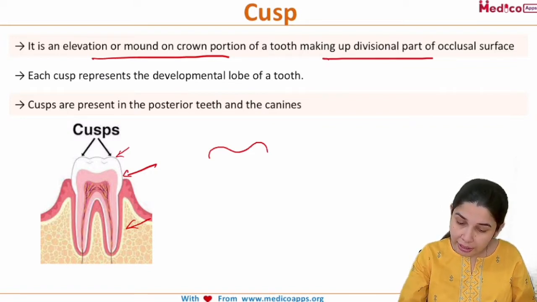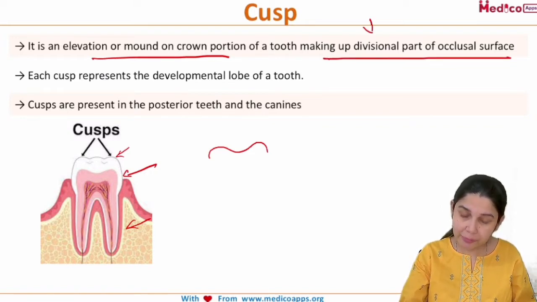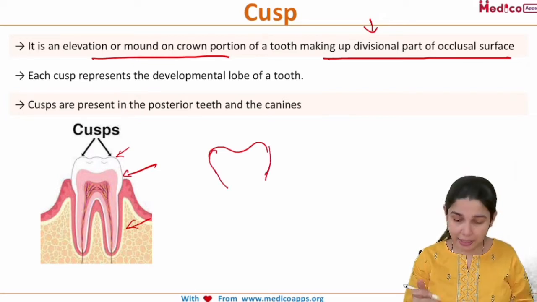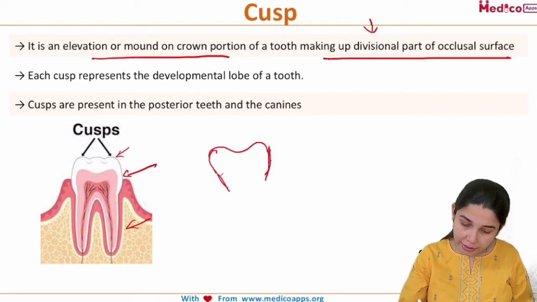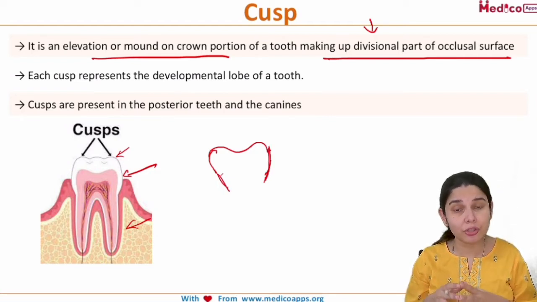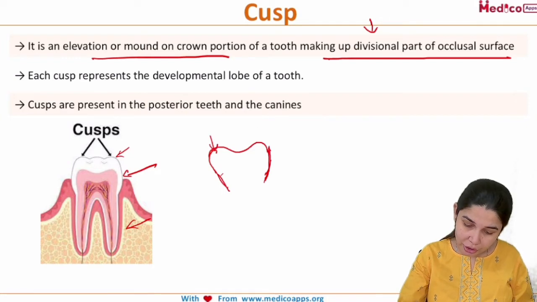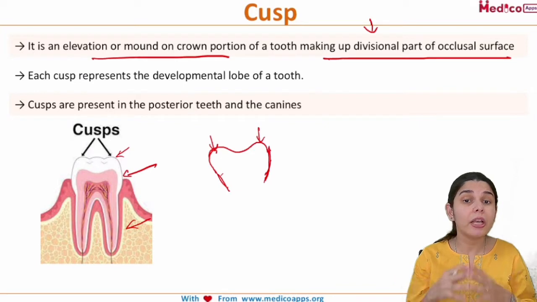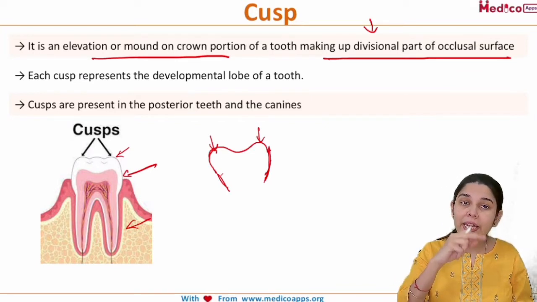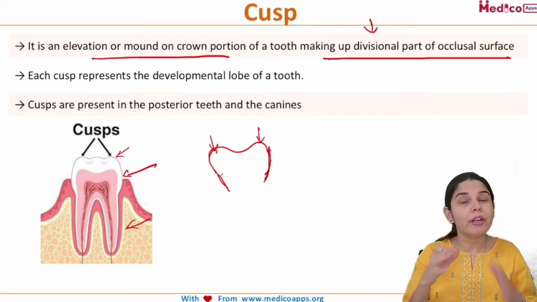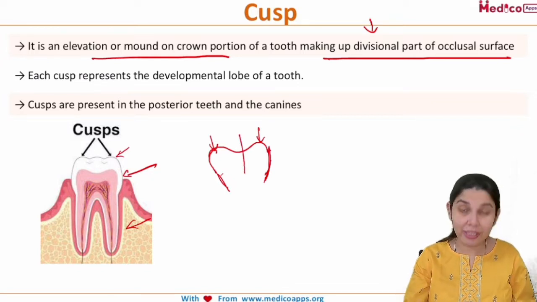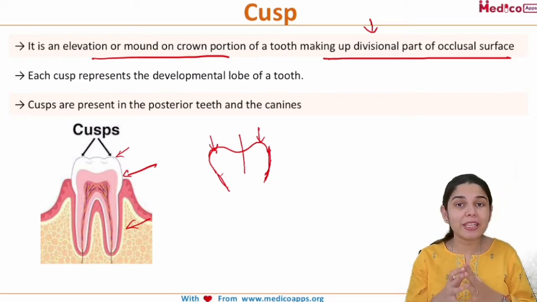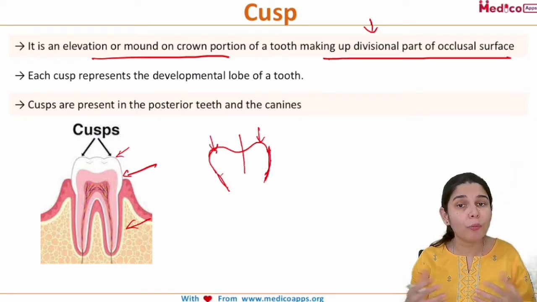Now, the other part of this definition of the cusp, you will understand when you see the anatomy of this cusp. So basically, if I'm drawing this anatomy of the tooth structure, what do you understand by these two structures which are evidently a little bit elevated? They are the cusps. Now, if there is an elevation and then there is a groove, definitely that means it is dividing the occlusal surface of the tooth structure. Now, each cusp basically represents a developmental lobe of the tooth.